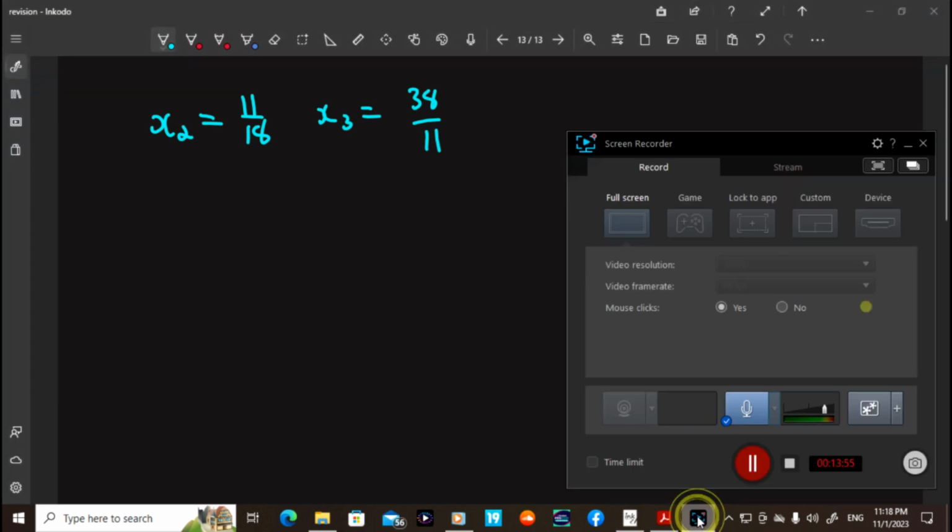So now you know how to use Cramer's rule to solve linear equations.